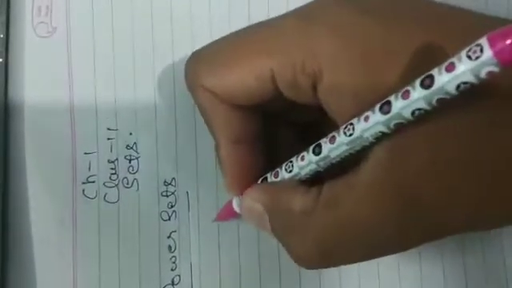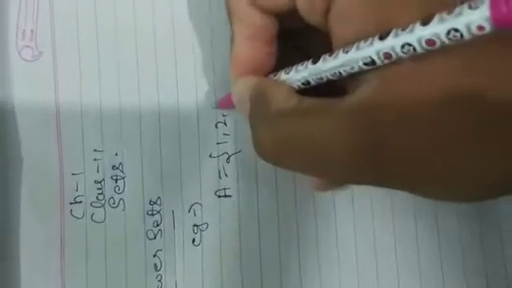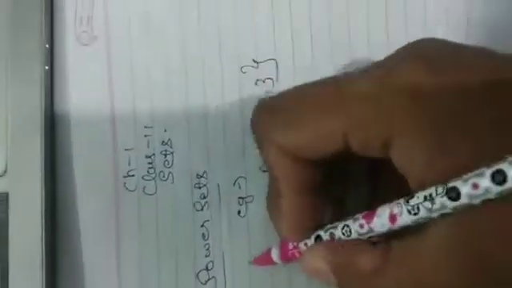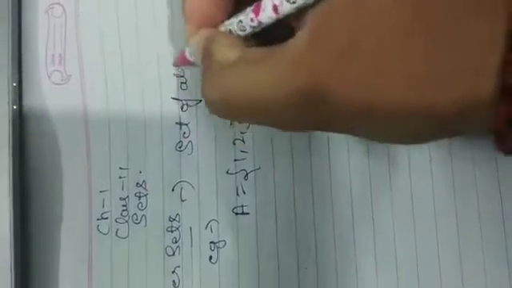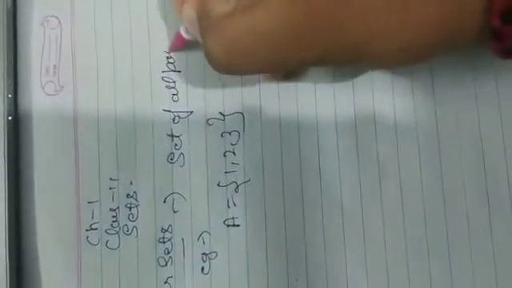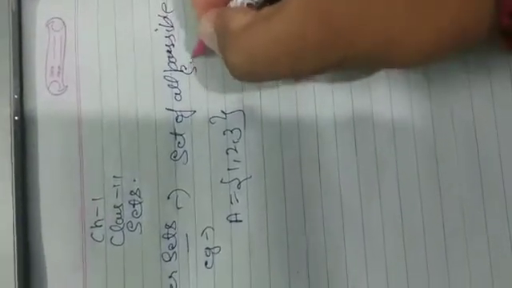What is a power set? Let's take an example. A is a set, here 1, 2, 3. I have given the number of elements 1, 2, 3. So power set is defined as the set of all possible subsets. First we have to take the subsets of set A.